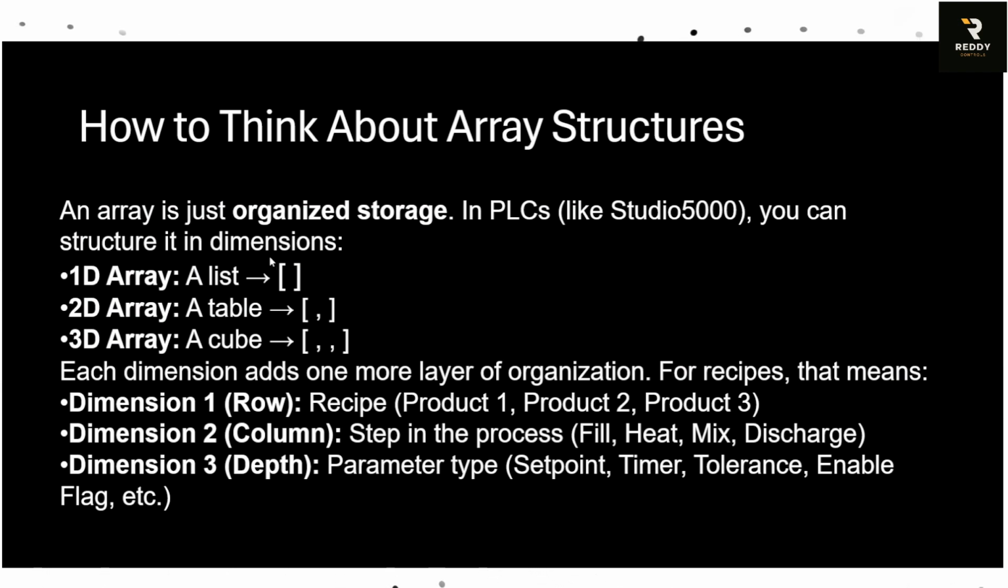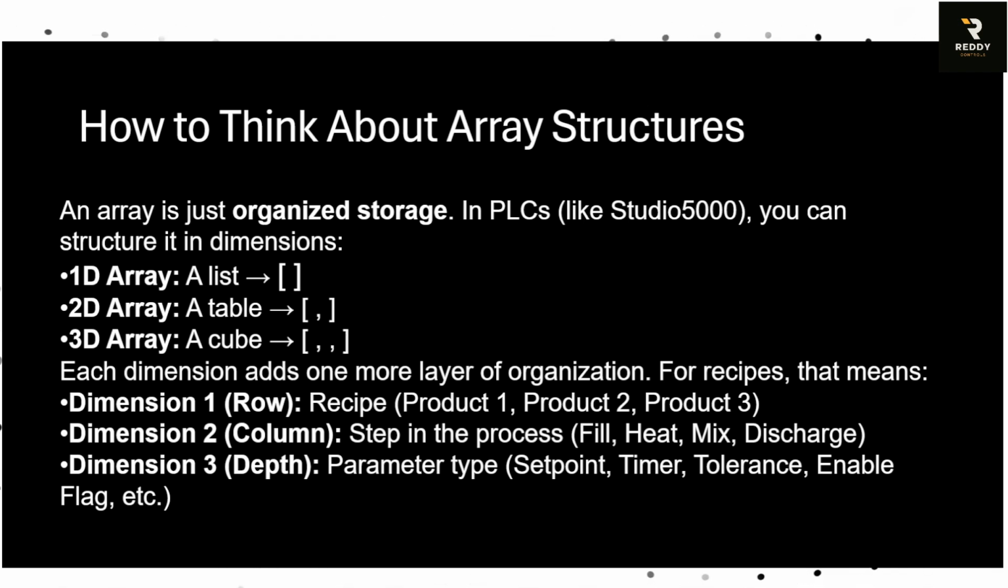So how do we think about the structures? Think of an array as just organized storage. In Studio 5000 you can structure it in dimensions like we talked about. For a single dimension array, we use 1 square bracket. If it's a 2-dimensional array, we use the square bracket but use a comma between to separate the dimensions. And a 3D array, or a cube, will have 3 elements to identify.